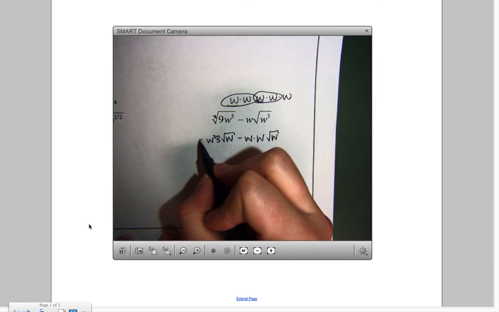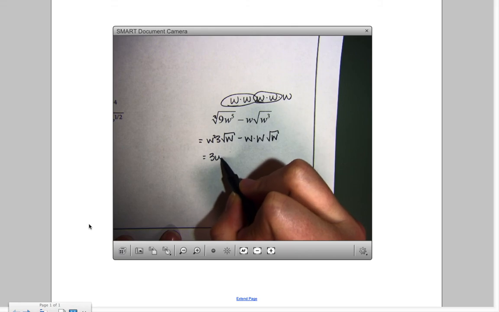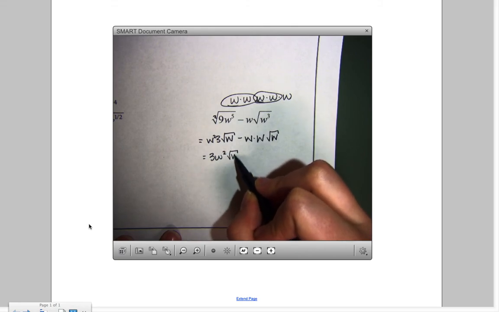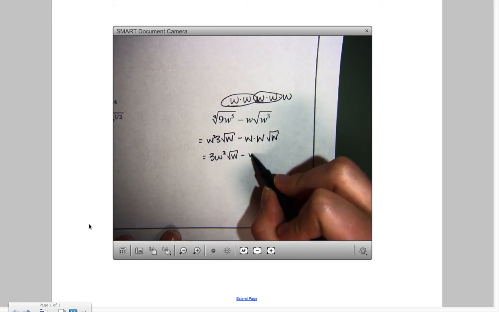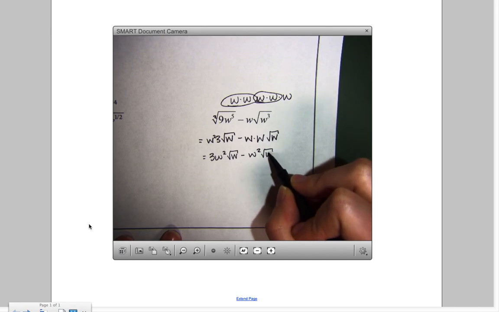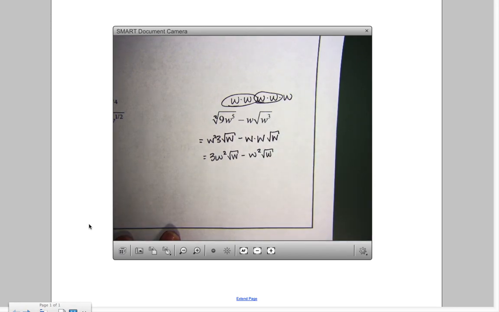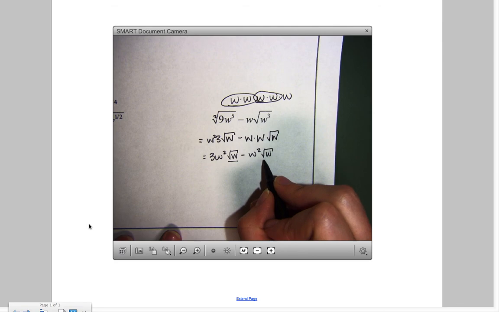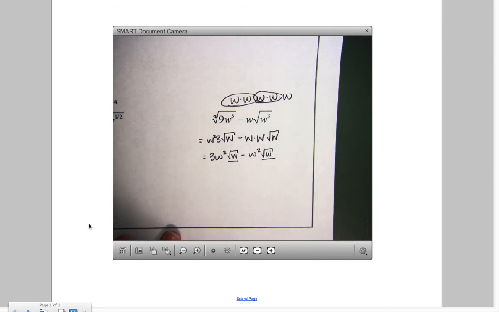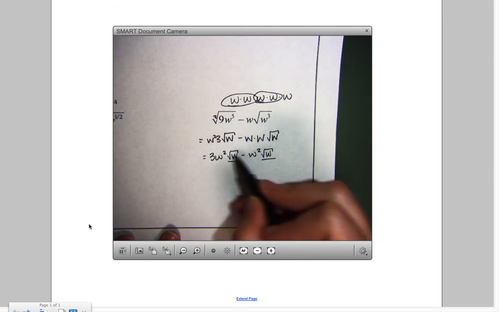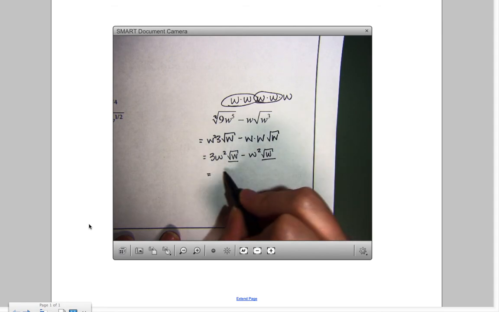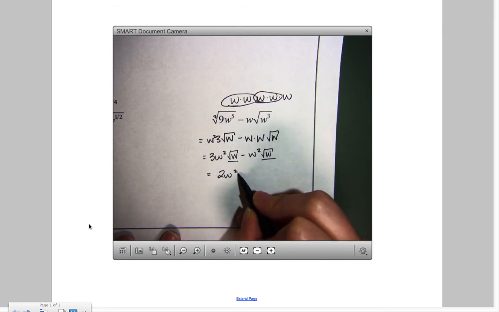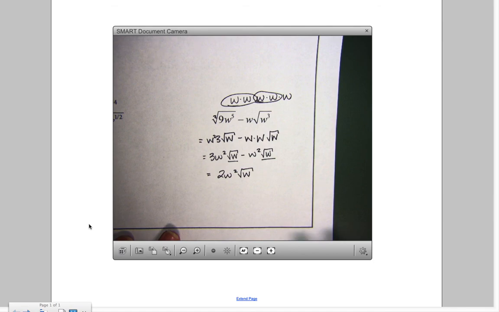So let's simplify what we have. 3w squared times the square root of w. W times w is w squared times the square root of w. Now, these are the same, so I just subtract what's in front. 3w squared minus w squared is 2w squared times the square root of w.